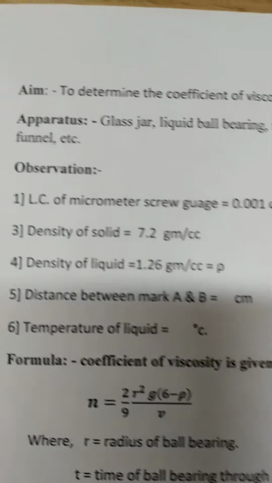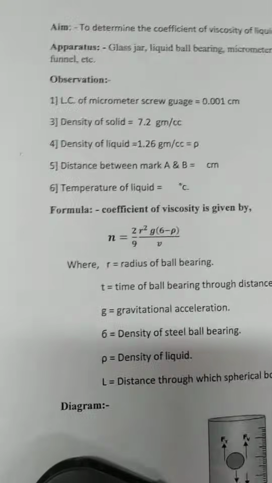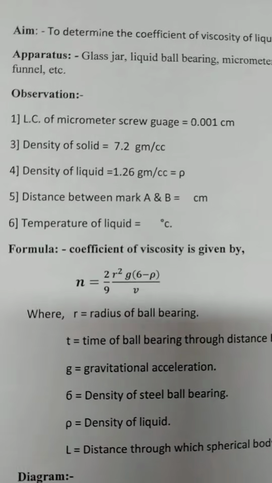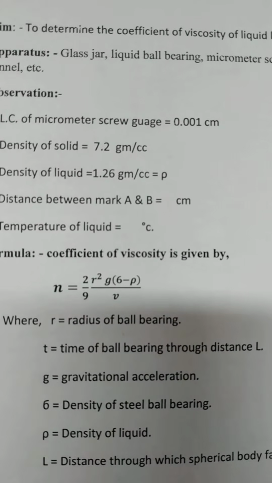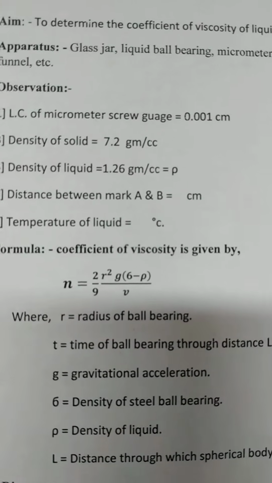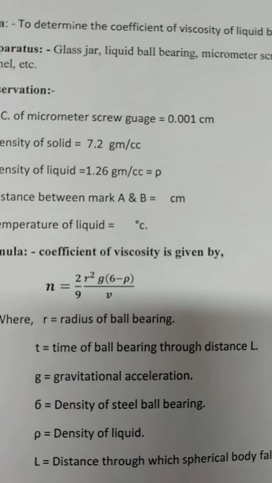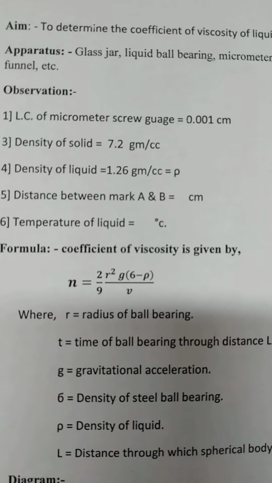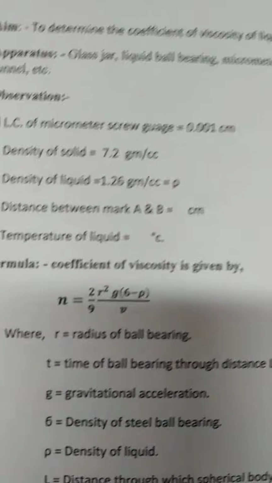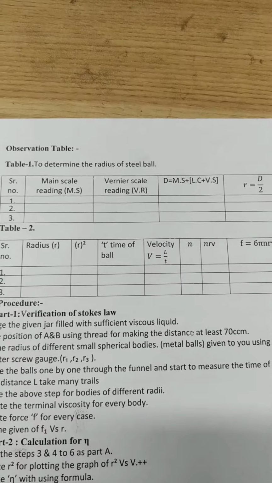We already know the density of the solid, that is the metasphere, 7.2 gram per centimeter cube, and the density of the liquid, that is glycerin, 1.26 gram per centimeter cube. Here we want to know the distance between marks A and B. We are taking two marks on this jar, A and B. While taking the marks A and B, we make sure that the velocity of the metasphere when it falls through this column is constant. That velocity is called terminal velocity.